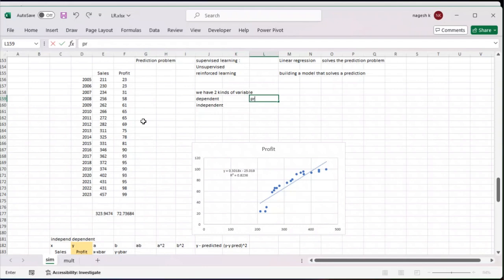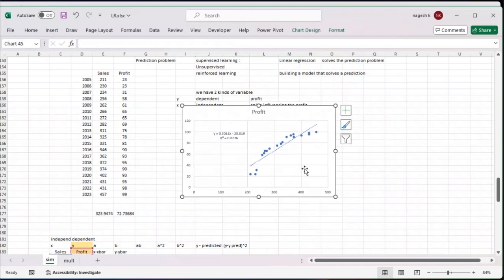The dependent variable is profit. What we want is profit, because sales influences the profit. So sales is the independent variable and profit is the dependent variable. Otherwise, we call them y and x, where x is independent and y is dependent. Let us create one chart for these two variables.